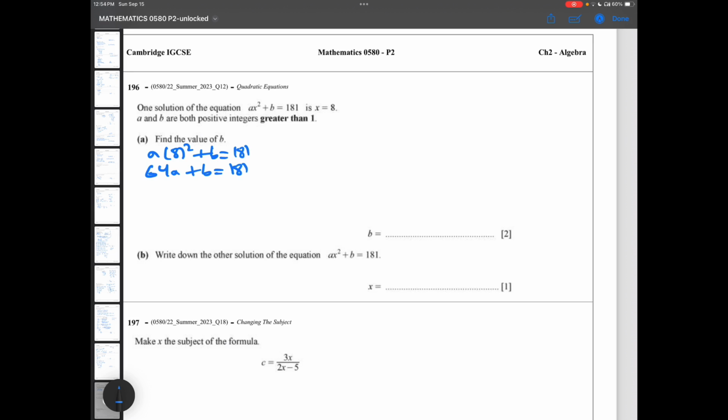If a is greater than 1, let's put a is equal to 2. If a is equal to 2, then 64 into 2 plus b is equal to 181. 64 into 2 is 128, plus b is equal to 181. 128 will be shifted to the right side. It gets subtracted from 181, and I get b is equal to 181 minus 128, which is 53.